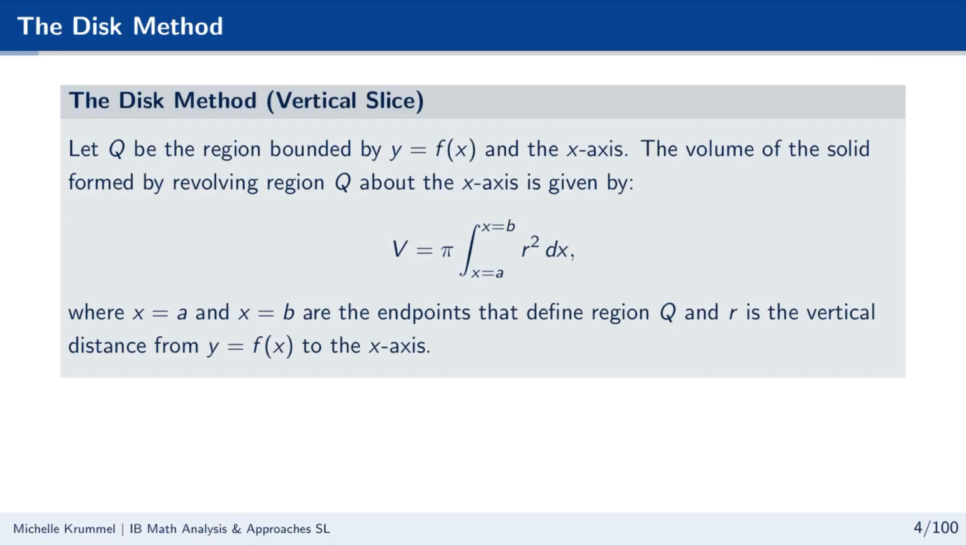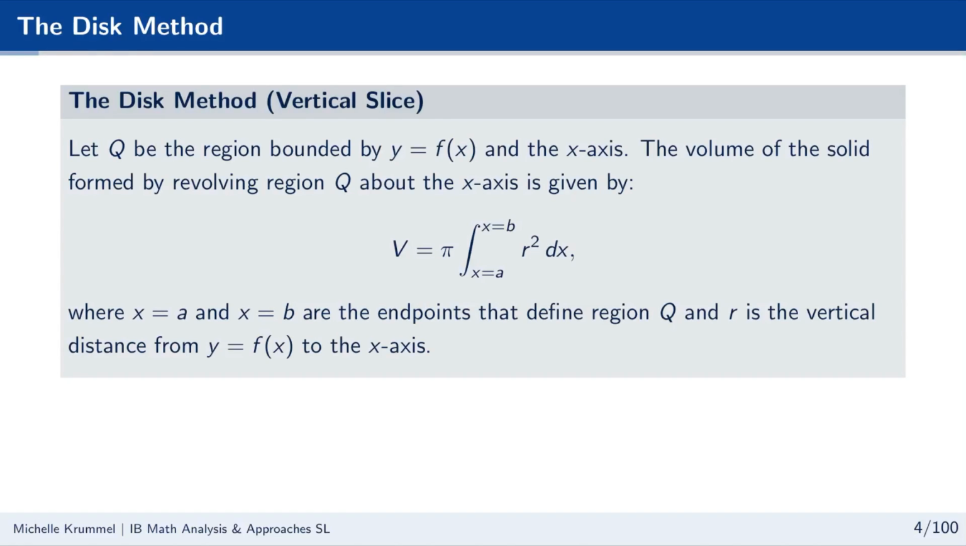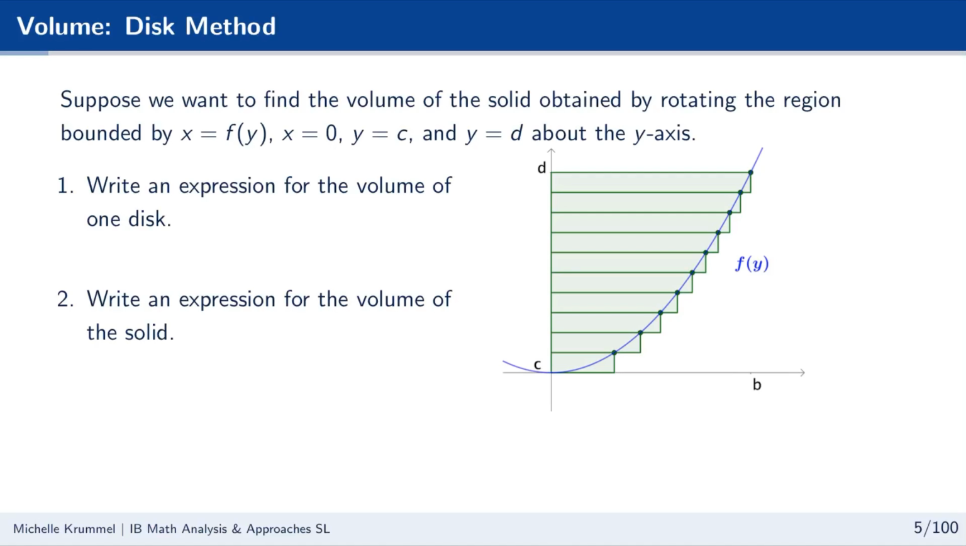So let Q be the region that we're rotating. The volume formed by revolving region Q about the x-axis is given by this formula right here, and it's basically that pi r squared h, finding the volume of that cylinder. It's a dx problem, so the lower limit of integration and the upper limit of integration are both x values. Now we can also set up this disk method using horizontal cross sections, or a horizontal slice, or horizontal rectangles.